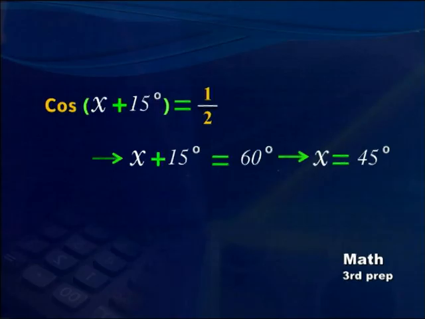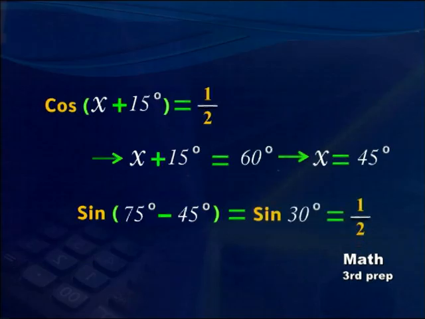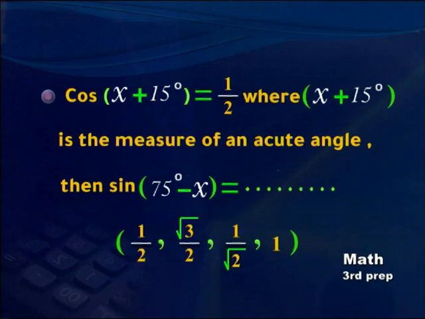Then I want you to find what? Sine 75 minus x. So it is 75 minus 45. Then it will be sine 30 degrees, which gives a value as half. So we are going to choose the first choice, which is half.